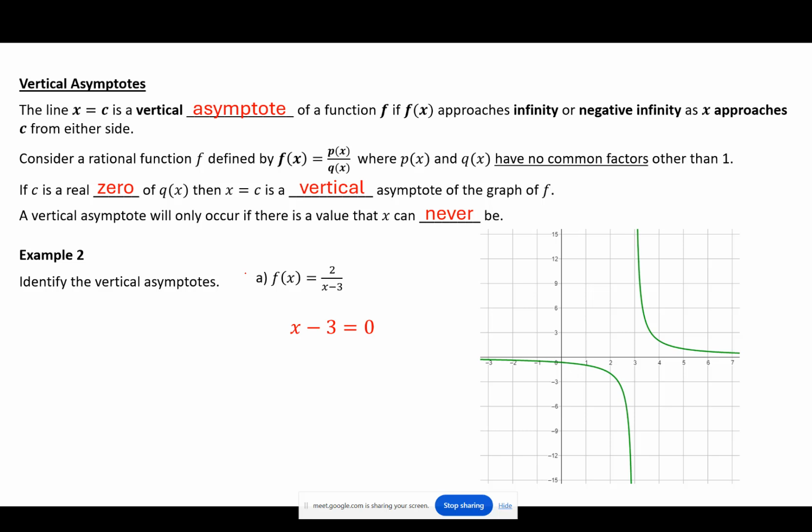So x minus 3 is 0 when x equals 3. So there is that asymptote. As x approaches the asymptote, the graph will shoot up or down to positive or negative infinity. That's what a vertical asymptote is.